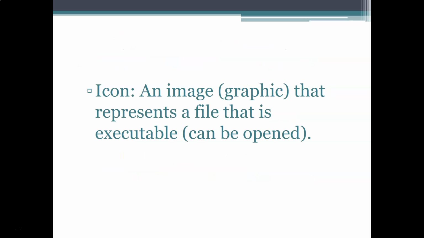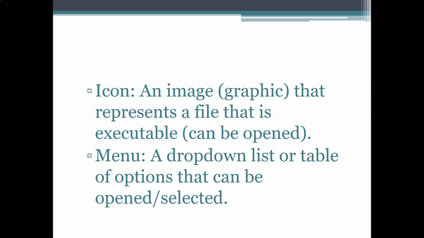So then you have icons, which is an image or a graphic that represents a file that can be opened. And so icons would be like the Google Chrome icon that you see on your desktop when you log in. That helps you get to the internet. That's an icon. And a menu is a drop-down list or table of options that can be opened or selected.